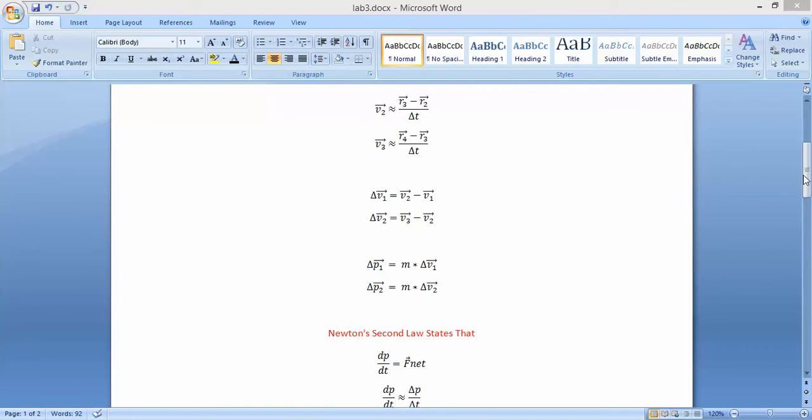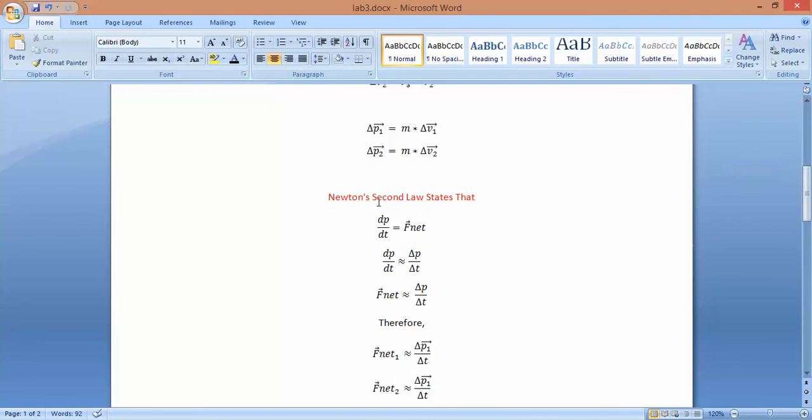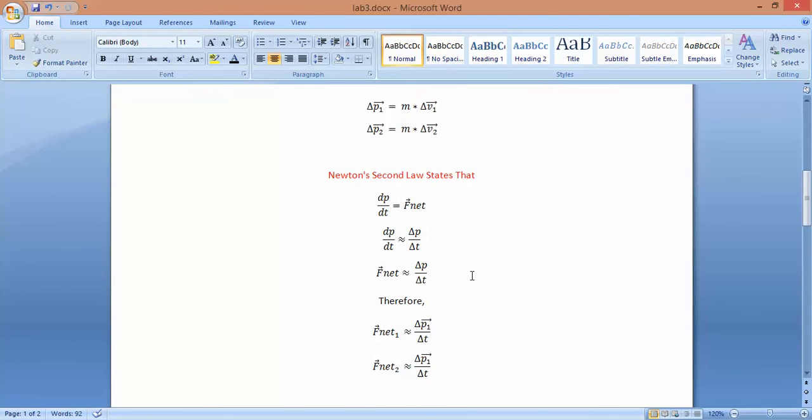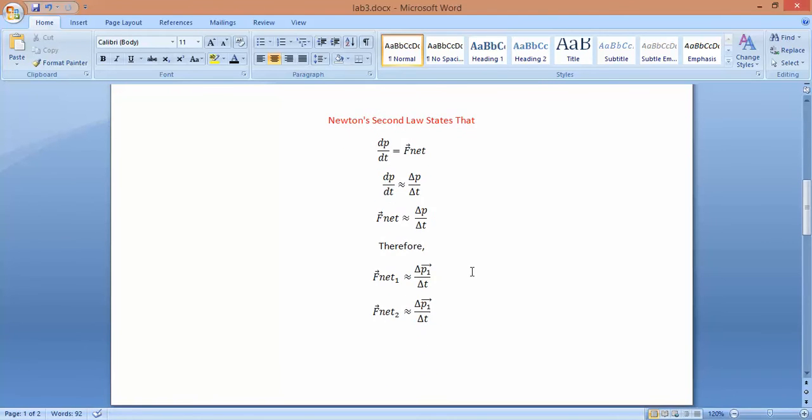We know that Newton's second law states that dp over dt, the rate of change of momentum, equals the net force on the object. And we're assuming that dp over dt is approximately the change of momentum over the change in time. So our net force is approximately the change of momentum over the change in time. Therefore, this F net is approximately this change in momentum we find up here over the change in time. And we can find this net force for each one of the points of our data.